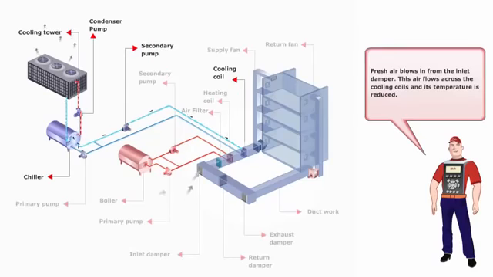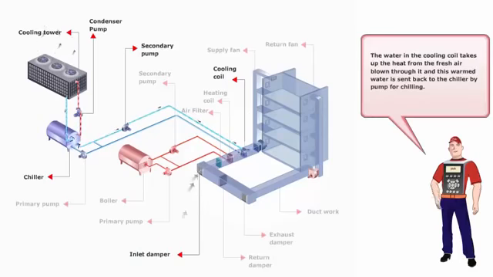Fresh air blows in from the inlet damper. This air flows across the cooling coils and its temperature is reduced. The water in the cooling coil takes up the heat from the fresh air blown through it, and this warmed water is sent back to the chiller by pump for chilling.